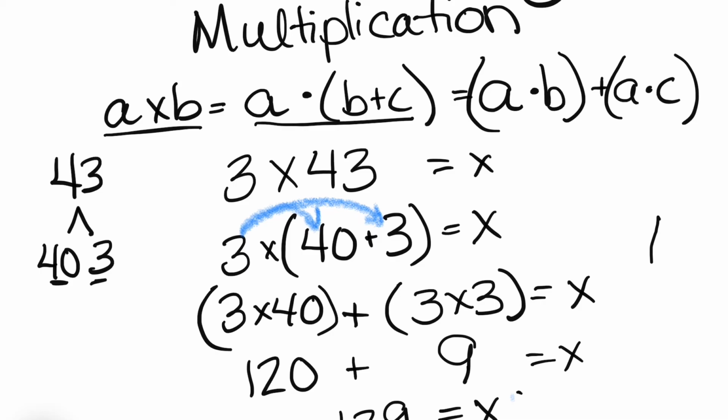And that is the distributive property of multiplication, breaking down a larger number into two smaller numbers to help us multiply. So that maybe we can do this using mental math instead of needing a pencil and paper every time.